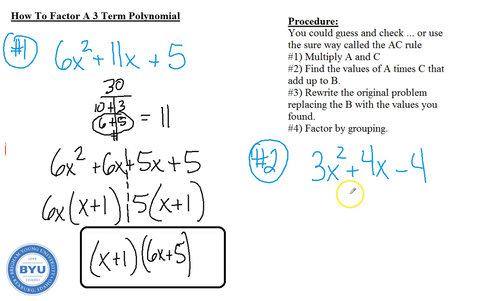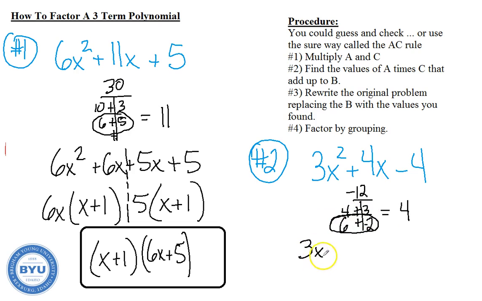A times C would be 3 times negative 4. Ooh, that's negative 12. What are the factors of negative 12 that add up to 4? 4 and 3. No, that's not going to work. 6 and 2. Ooh, 6 and 2 would work. And since this is negative 12, I need to make one of these negative. So 6 and negative 2. Because if I added those together, it would come out to be positive 4. So those are my chosen factors.